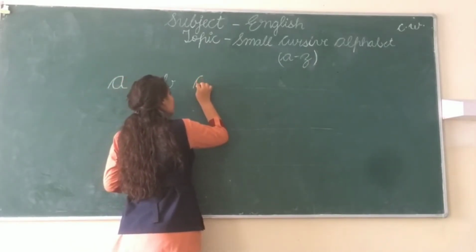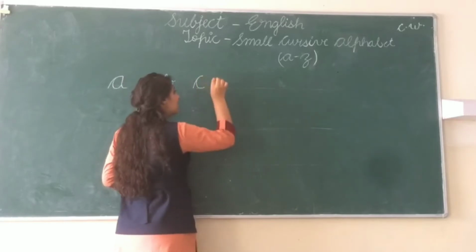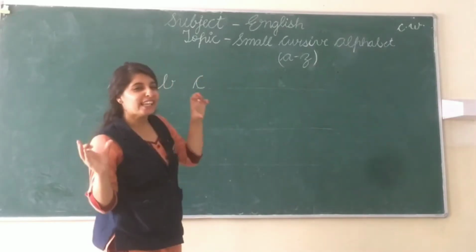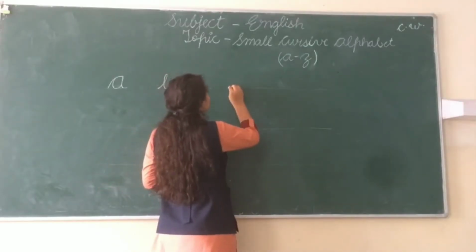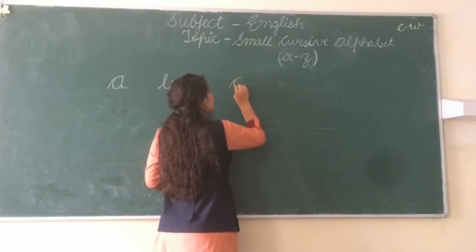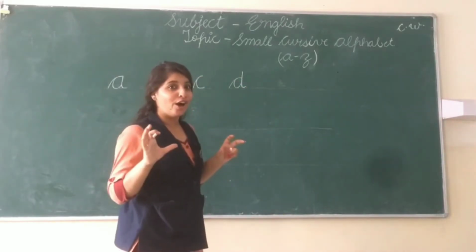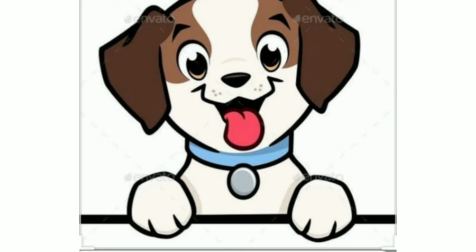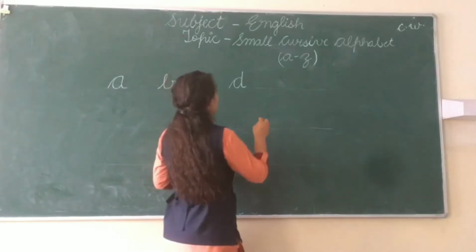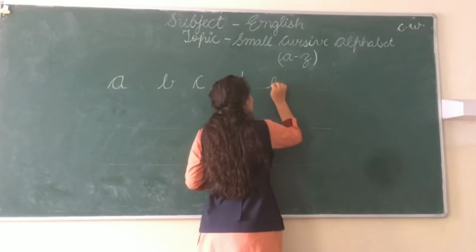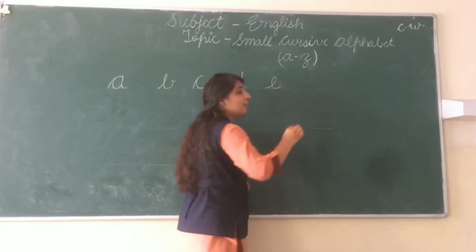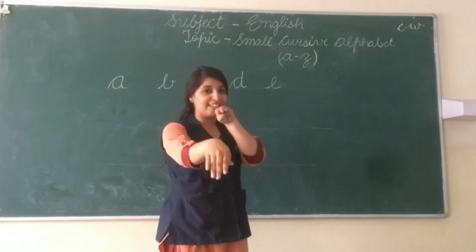Our next alphabet is C. C for cat. Our next alphabet is D. D for dog. Our next alphabet is E. E for elephant.